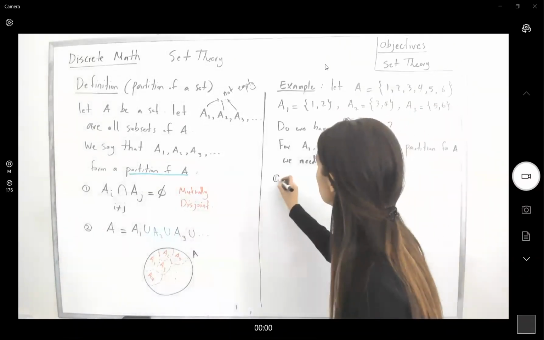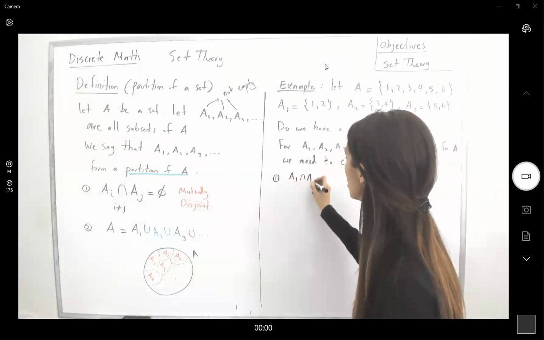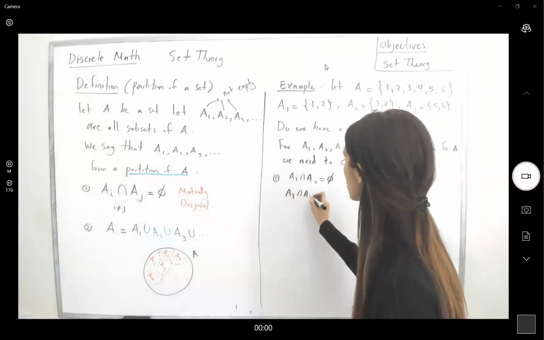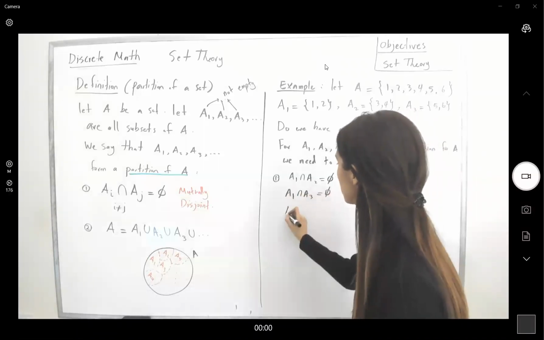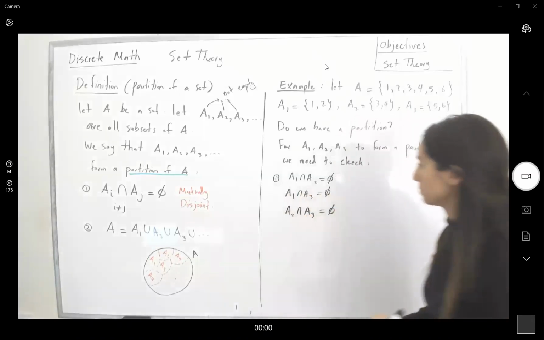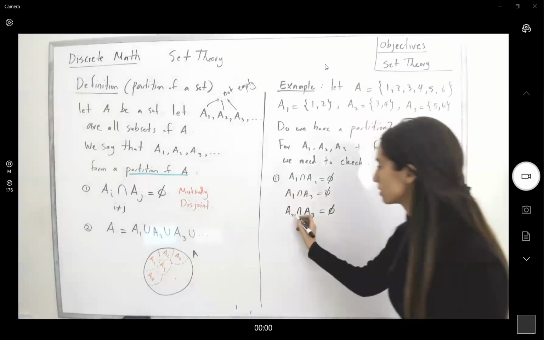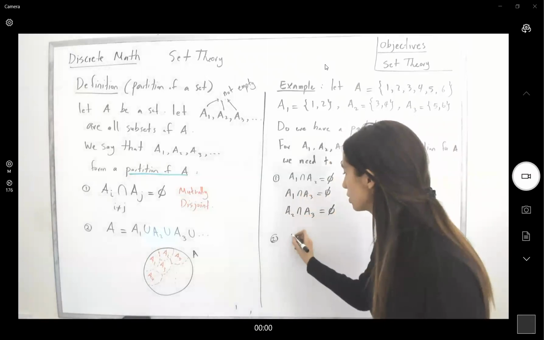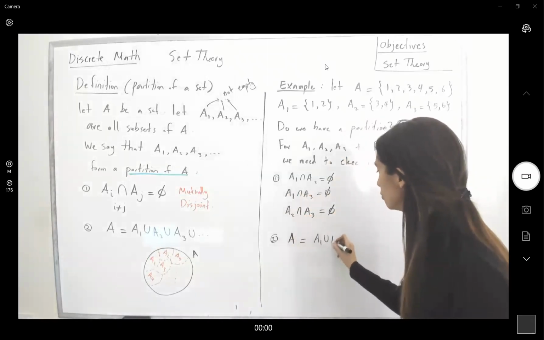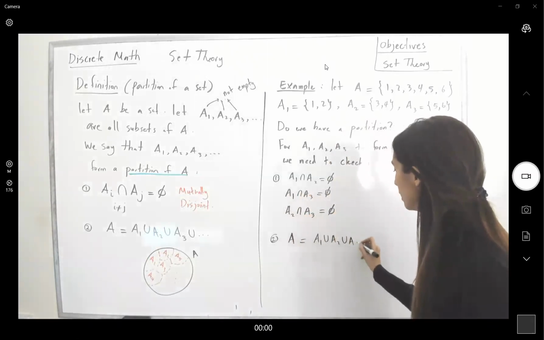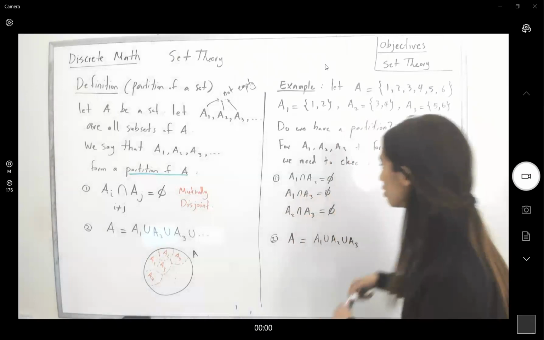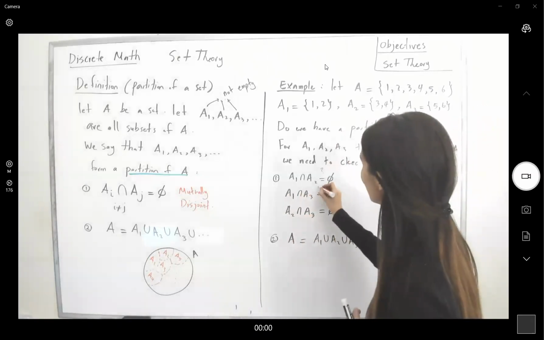We need to check the first condition. A1 intersection A2 is empty. A1 intersection A3 is empty. A2 intersection A3 is empty. This is the first condition. The second condition, A is equal to A1 union A2 union A3. So let us put question marks next to it and check each of these conditions.